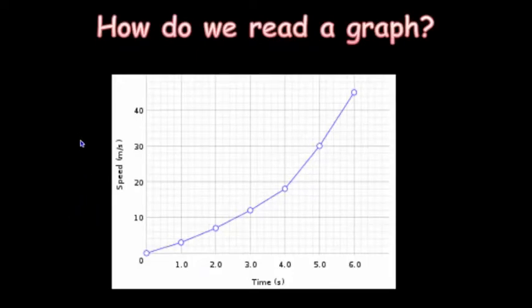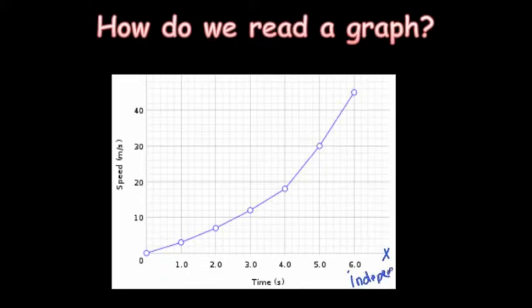Today we're going to discuss how do we read a graph. Okay. In this graph, you'll see there's some information given to us. What does it tell us? Well, if you remember from the other day, we said that on the x-axis, the horizontal axis, we put down the independent or manipulated or controlled variable, all right?